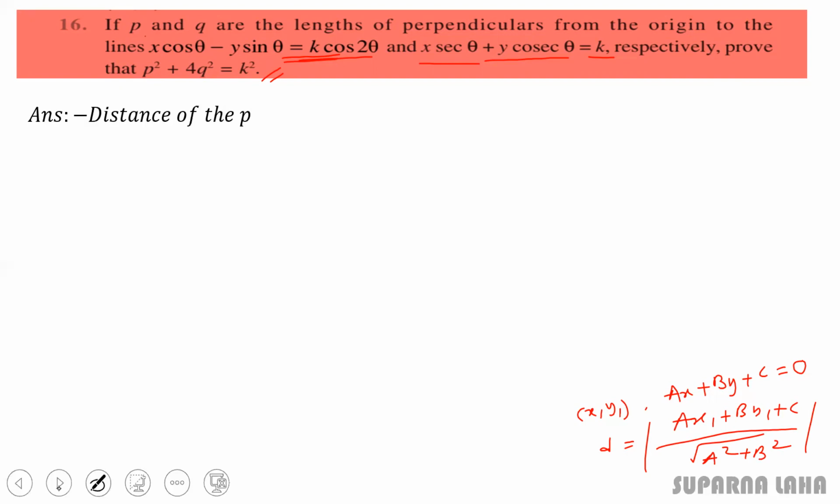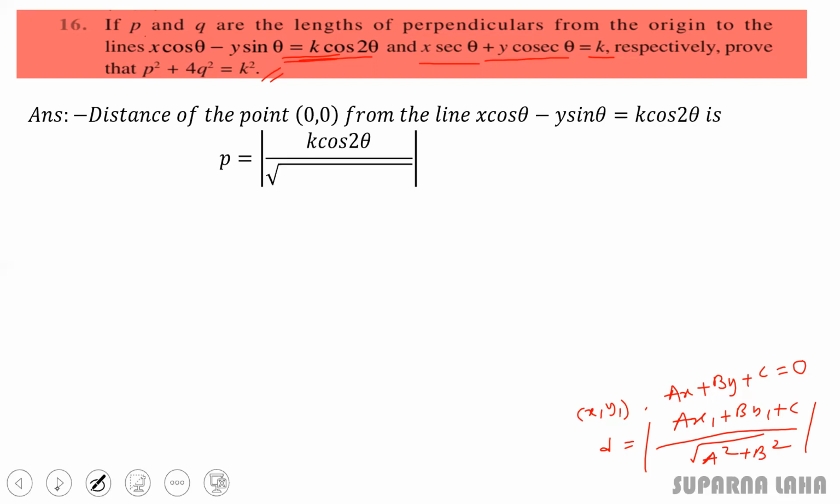So what is P? P is the distance from the origin to this line. Since x1, y1 is 0, 0, only write down C. C is what? K cos 2 theta. Since we are using mod, I am avoiding the minus sign. A is cos theta and B is minus sin theta. If we square it, we will find cos square theta plus sin square theta, which is equals to 1. So only mod K cos 2 theta is P.